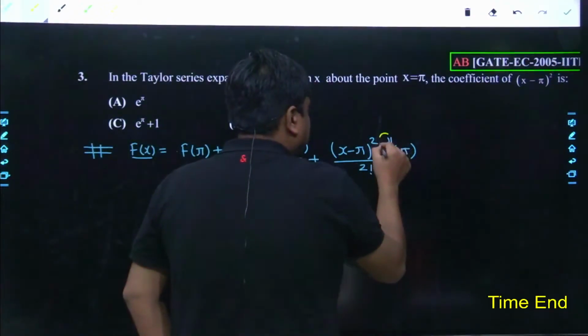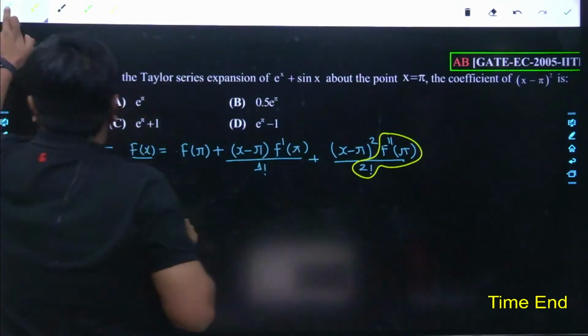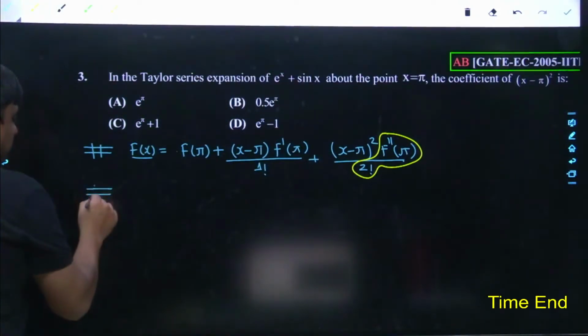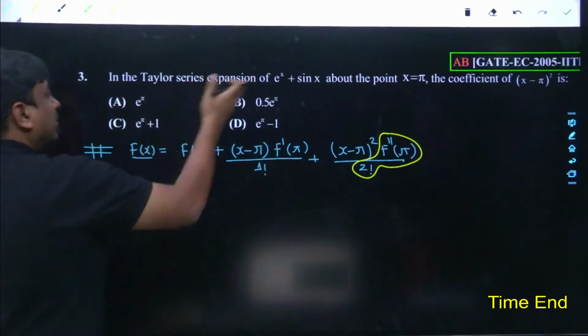In this problem, they had just been focusing on the coefficient of x minus pi raised to the power of 2. So now we will be doing so. See what we will be doing? We'll be taking the double derivative of this function.